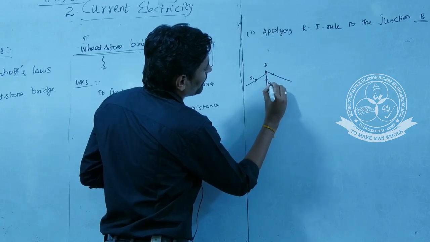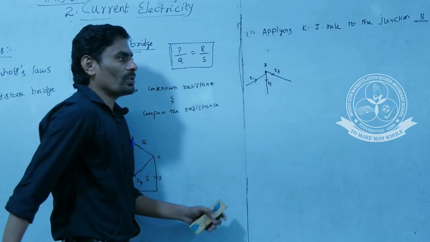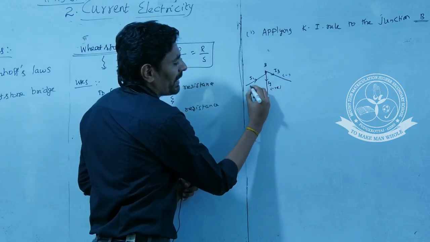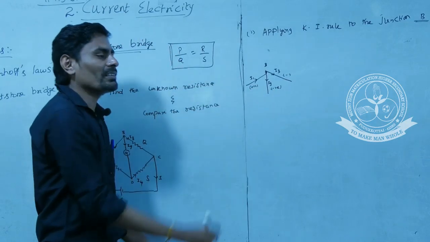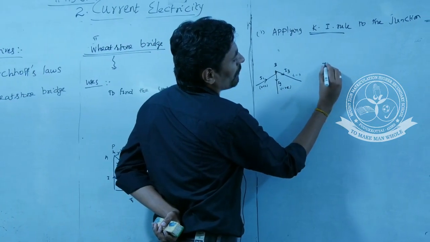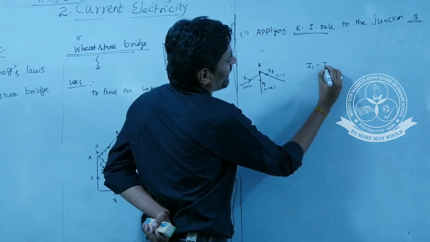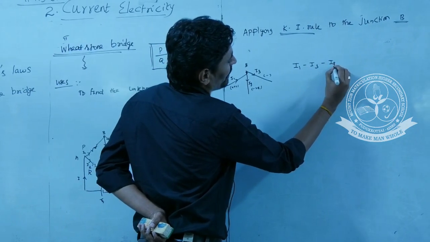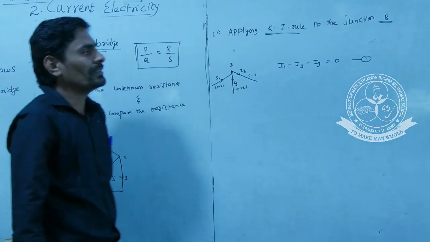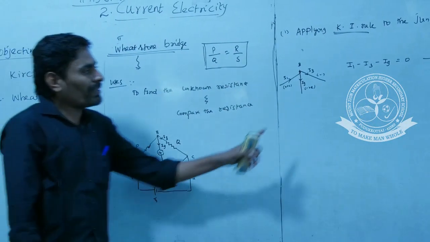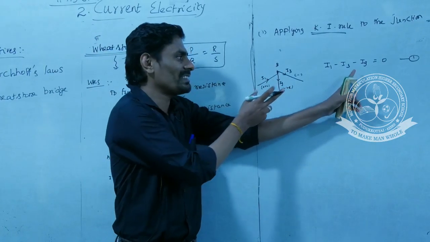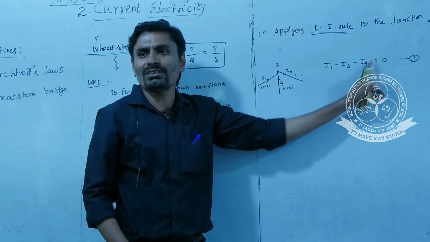So the junction B carries 3 currents, I1 entering the junction, and Ig and I3 leaving the junction. Leaving the junction is taken as negative, and the current entering the junction is taken as positive. So we can write the equation: I1 minus I3 minus Ig equal to 0, equation number 1. I1 is taken as positive because the current is entering the junction, I3 and Ig are taken as negative because the current is leaving the junction.